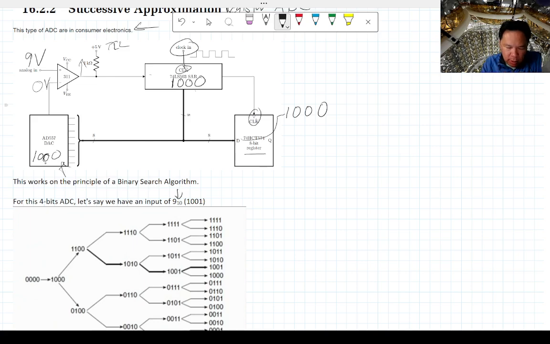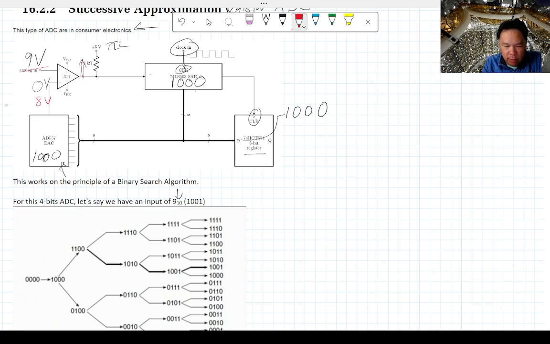So now this is output, but this is a digital to analog converter. So 100 here is actually equal to 8. The second round goes through, and this voltage here is going to turn to 8. Input is still 9 volts. This doesn't change, because that's actually your input. 9 is still bigger than 8, so it's going to flip up once again.